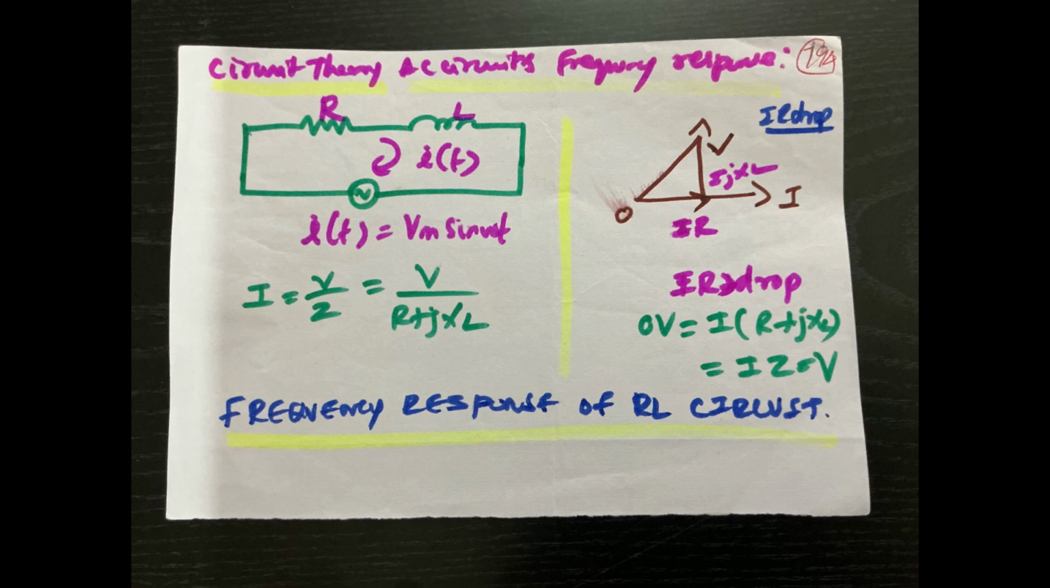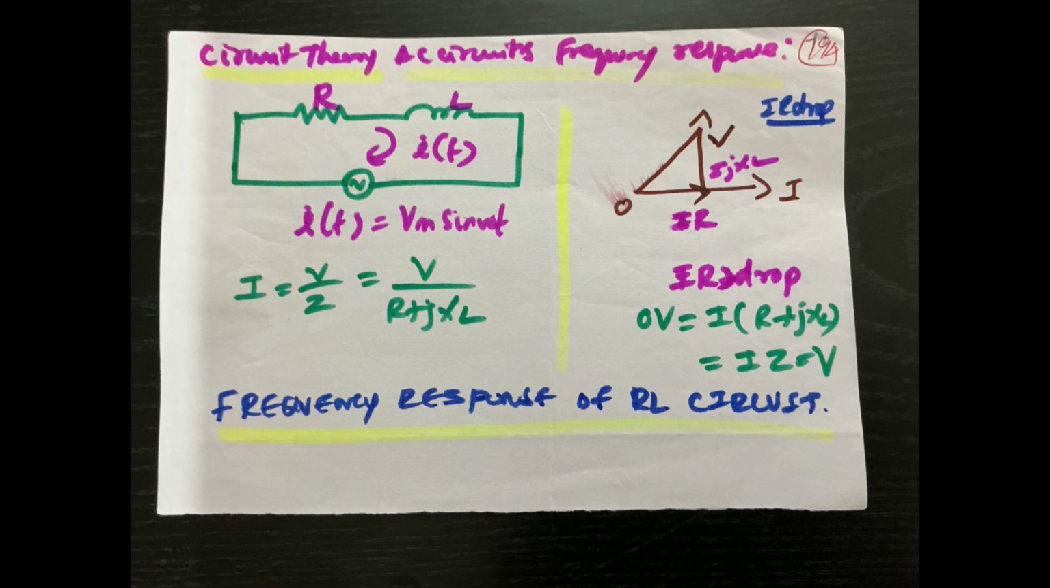Circuit analysis. The frequency response of AC circuits is covered in circuit theory. The frequency response of the R-L series circuit is shown in this class. The current is i(t) in the network, and i(t) is Vm sin omega t. A phasor diagram of I versus V is drawn. First the I arrow is put, and then the I j XL arrow is put.